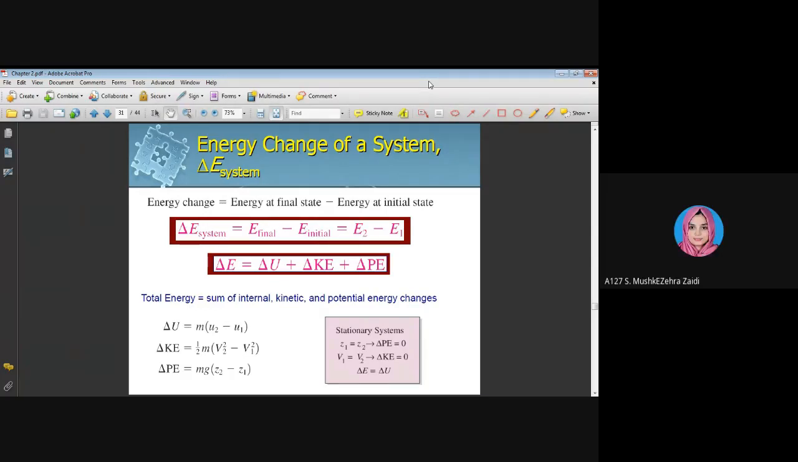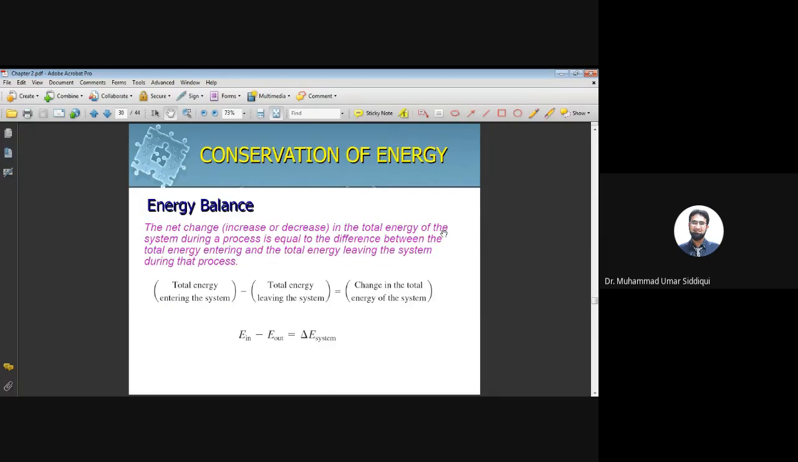Okay. So last week we started the first law of thermodynamics. Anybody want to say anything? Okay. So last time we started the first law of thermodynamics.